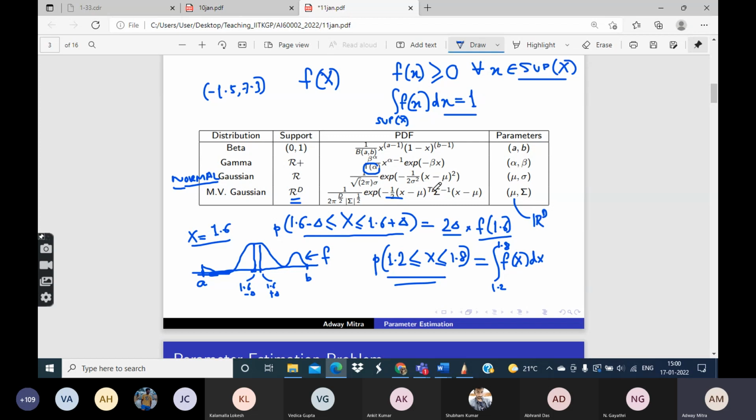And then we have this sigma, which is called the covariance matrix. And this is a D cross D real matrix. So what is the significance of that covariance matrix? We will see in the next class. And in the next class, we will also see how to do the parameter estimation in case of this kind of real valued distribution or continuous distribution.